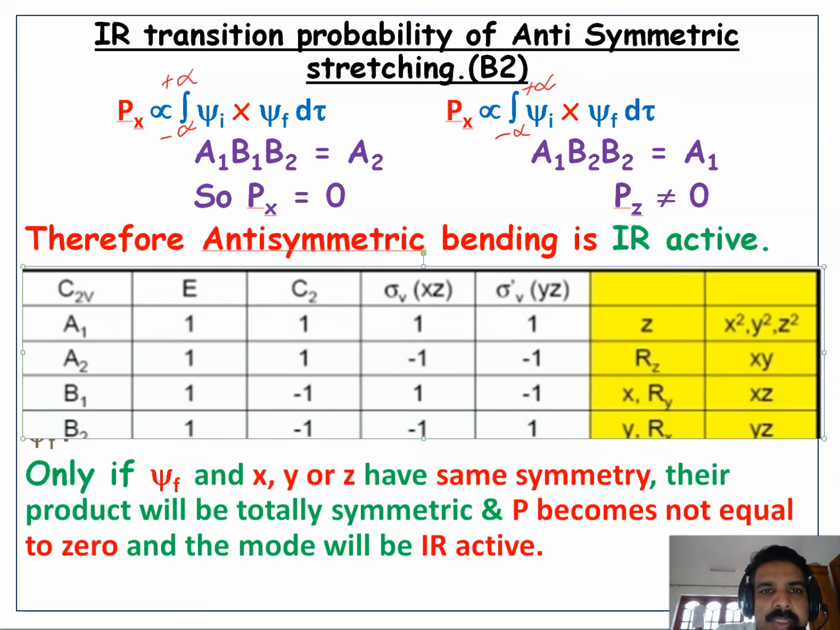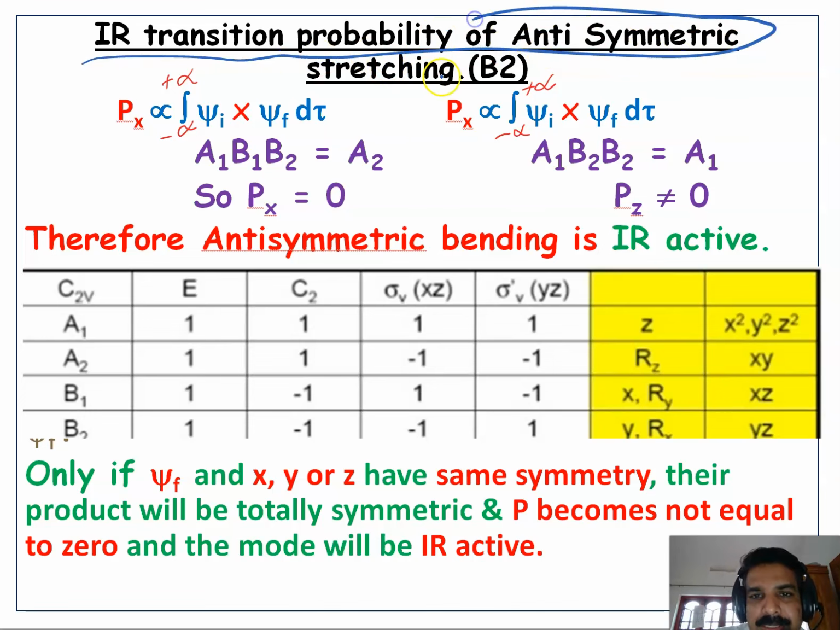Yes, okay. Now we will discuss the IR transition probability of anti-symmetric stretching. Symmetric stretching and symmetric bending are IR active. Now we will discuss the anti-symmetric stretching. Again, Px is proportional to the integral from minus infinity to plus infinity of psi I x psi f d-tau. Psi I is equal to A1. The ground level is always A1. Then x here is B1, into psi f, which is B2. A1 into B1 is equal to B1 itself.